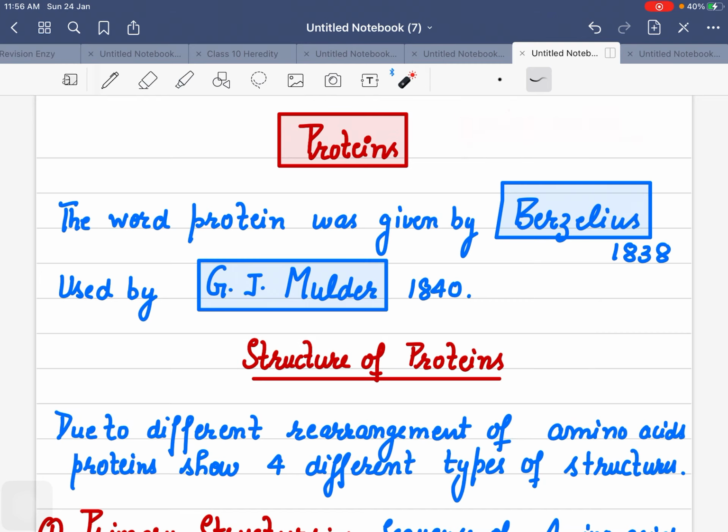And the word protein, who first gave the word protein? That was Berzelius. Berzelius in 1838 talked about the word protein, but this word was actually used by another scientist, known as Mulder, G.J. Mulder, in 1840.